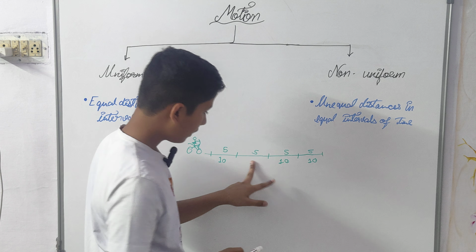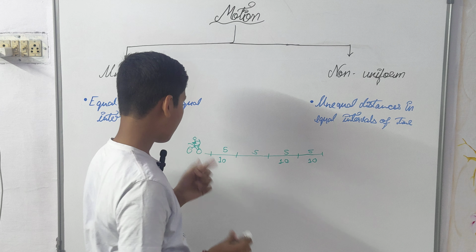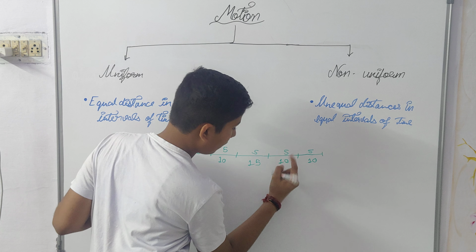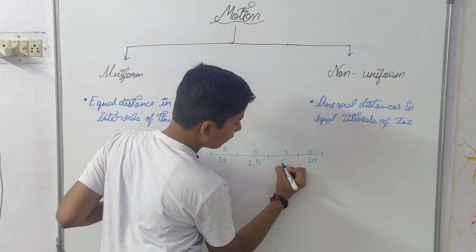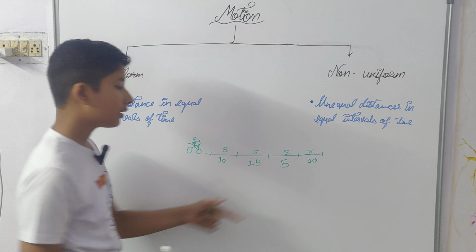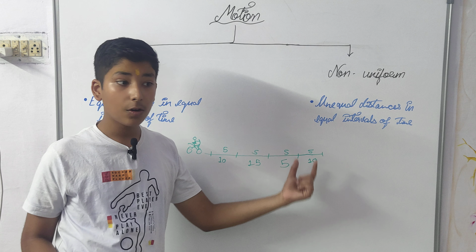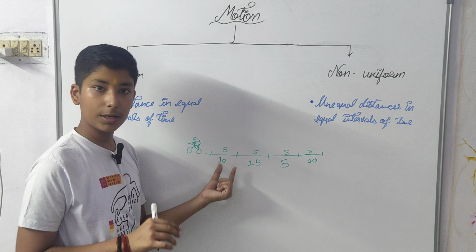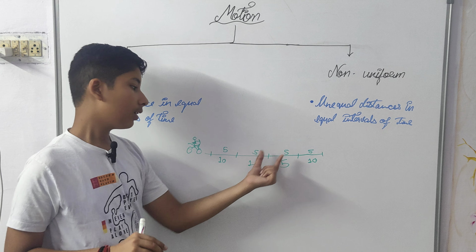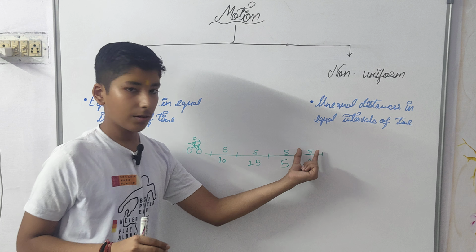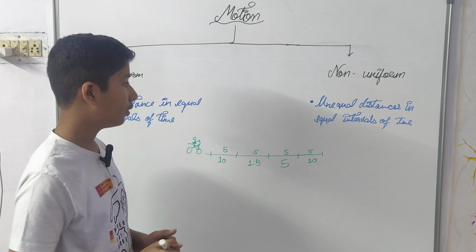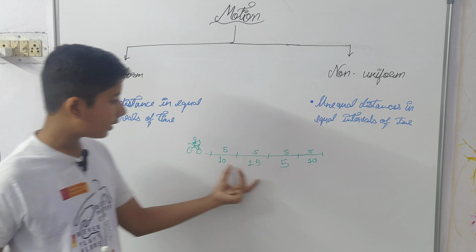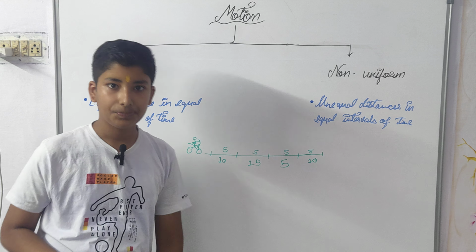But if we say the first 5 kilometers it covered in 10 minutes, the second 5 kilometers it covered in 15 minutes, the next 5 kilometers it covered in 5 minutes, and the next again in 10. Are they all in the same ratio? No. First is 5 is to 10, meaning 1 is to 2, next is 1 is to 3, third is 1 is to 1 and fourth one is again 5 is to 2. So the first example I took was of uniform motion and this one is of non-uniform motion.